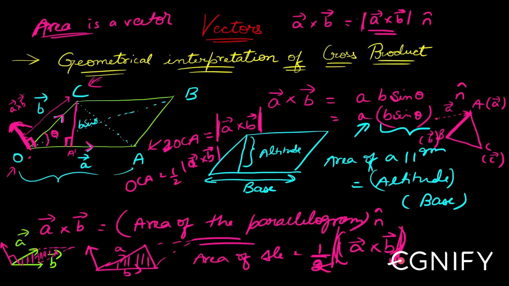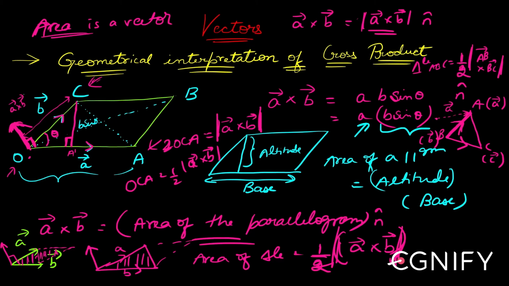To get the area of this triangle ABC, you will do half of the mod of this vector and this vector. You need the sides of the triangle. So you will do AB cross AC, take the mod of that and take half of that. That will give you the area of the triangle.